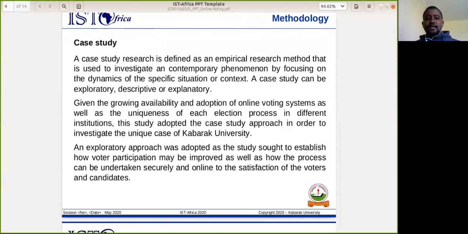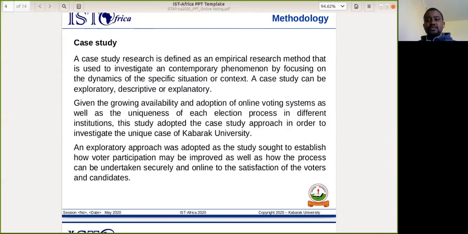The study adopted a case study approach. The case study is an empirical research method where you investigate a phenomenon and focus on the dynamics of a specific situation or context. So case studies can be exploratory, descriptive, or explanatory. In this case, our study was exploratory.